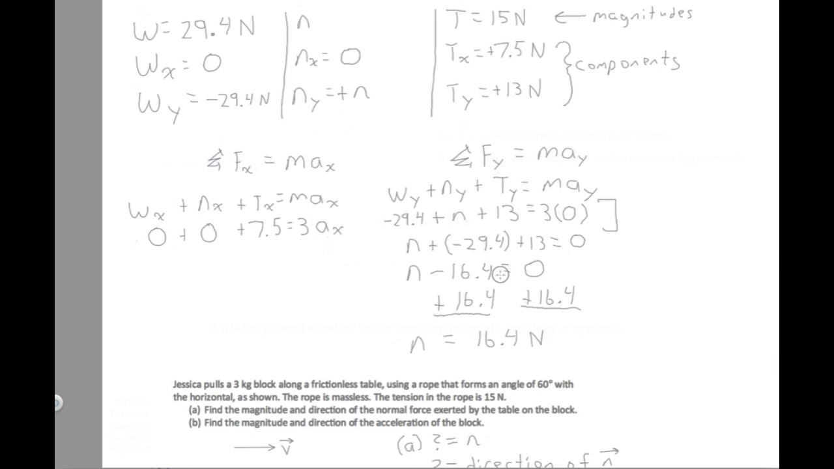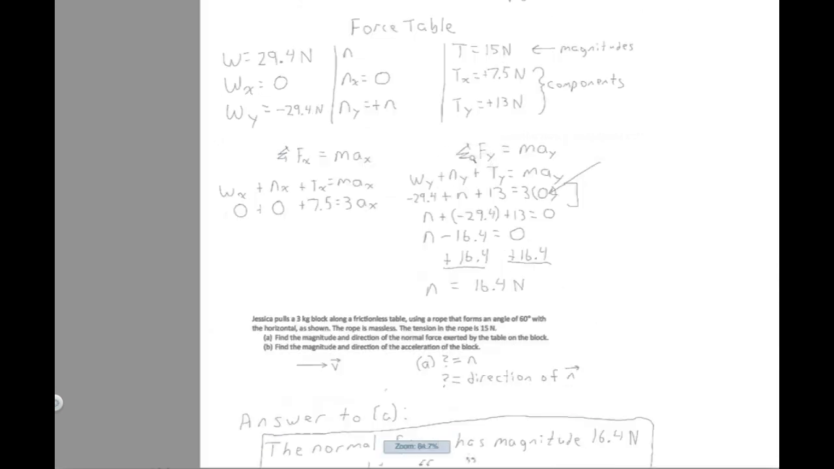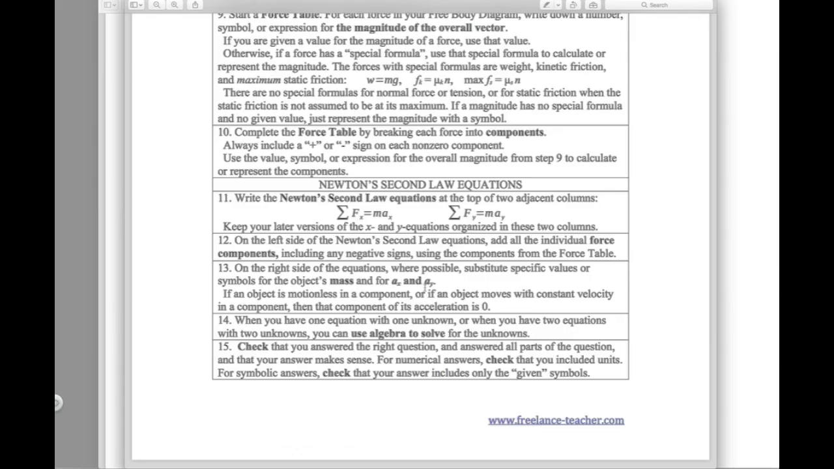A third common mistake is that oftentimes students don't realize that they can plug in 0 for a sub y. The problem never mentioned that number 0 for acceleration, but remember we could figure out that because the object is vertically motionless, we know that the vertical acceleration is 0. So remember that if an object is motionless in a component, then that component of its acceleration is 0.